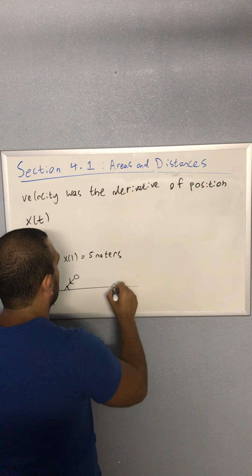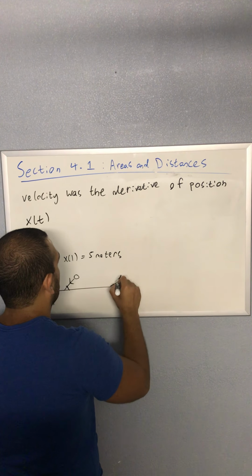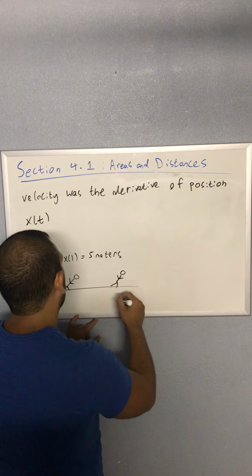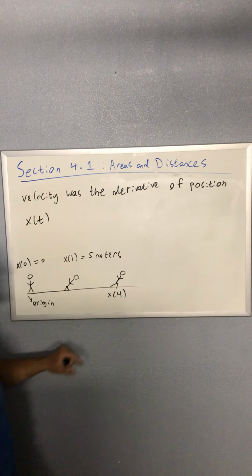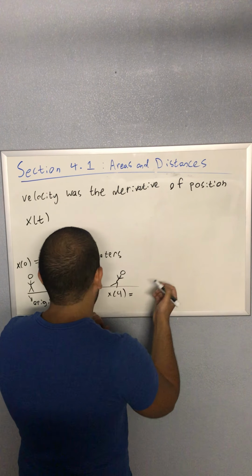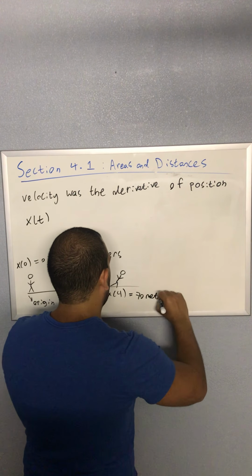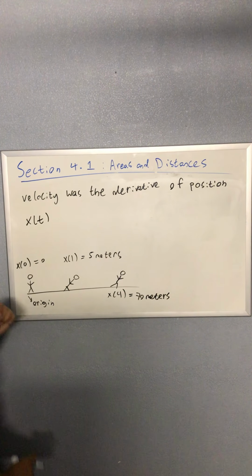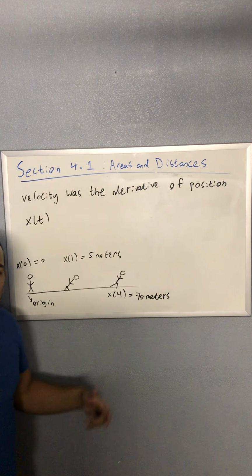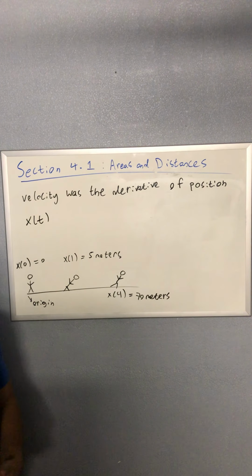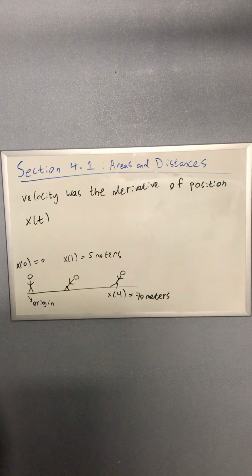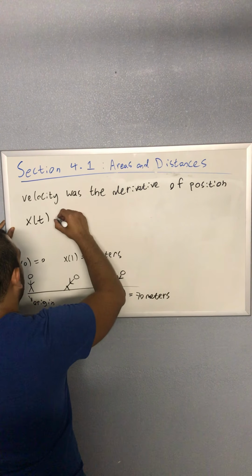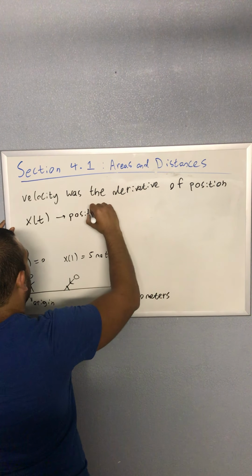And then next thing you know, he's really putting that work in, and now he's here, and this is x of 4. So 4 seconds later, he's, let's say, at 70 meters. So that's what x of t represents. It was the position of some object, doesn't have to be a person, with respect to the origin. And if it's negative, it means you're to the left of the origin, but he's only to the right, so positive. So this was the function that gave you position.